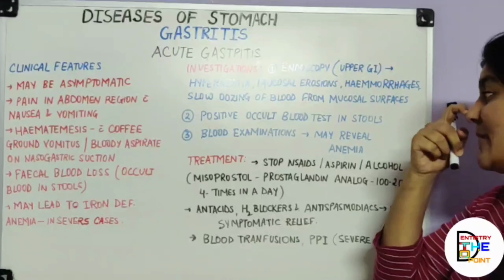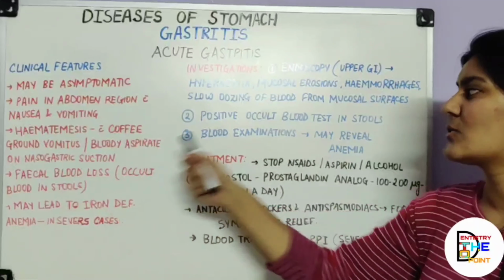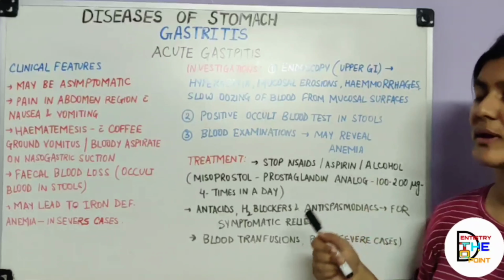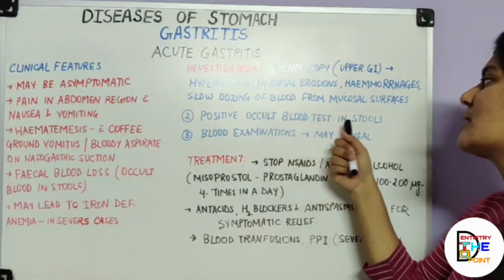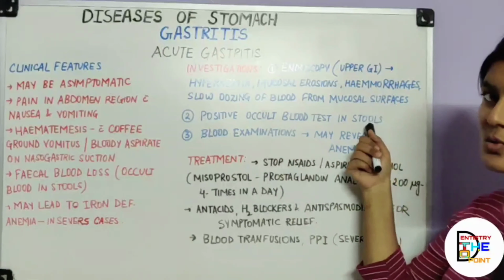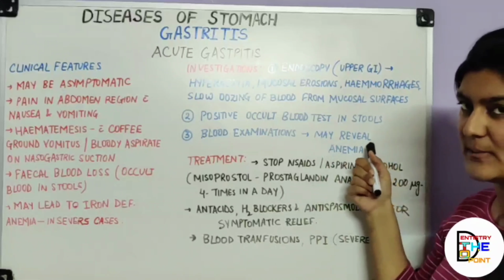Okay, these are seen. Then also, as I mentioned here, तो आपका जब blood आप stool test करोगे, so you're going to get a positive occult blood test in stools. मतलब blood is going to be present in stools. And if you do blood examination and if it's a severe case, then obviously it may reveal anemia.